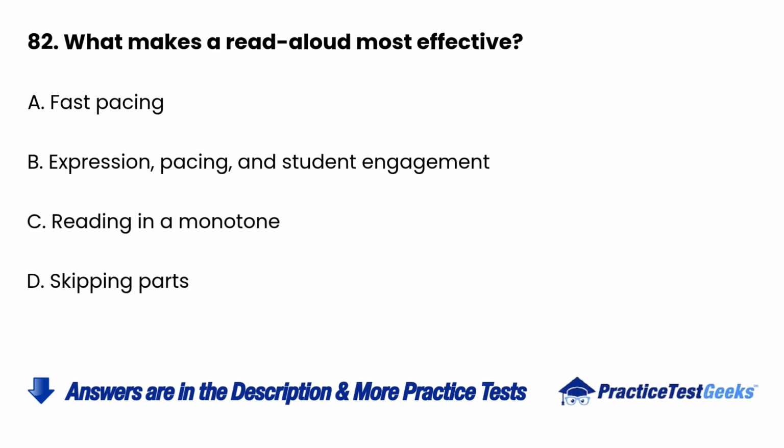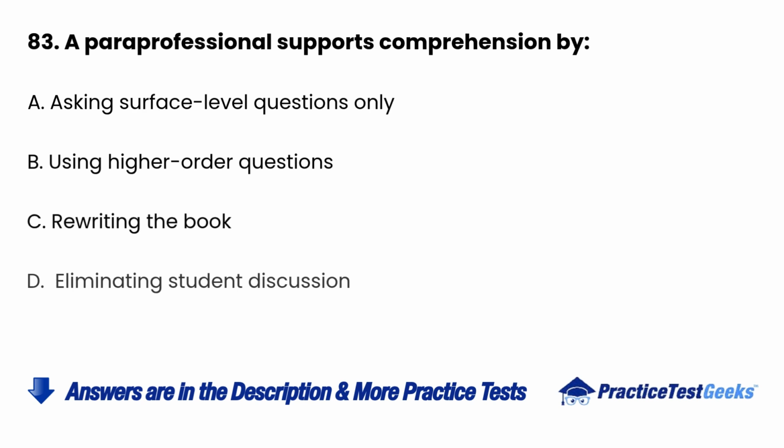82. What makes a read aloud most effective? A. Fast pacing. B. Expression, pacing, and student engagement. C. Reading in a monotone. D. Skipping parts.